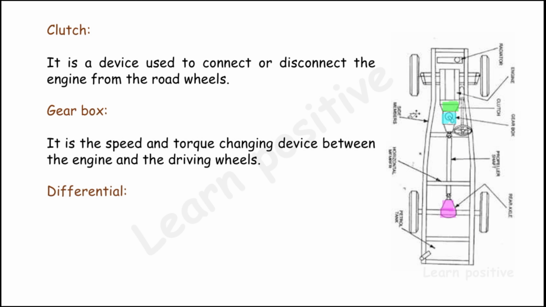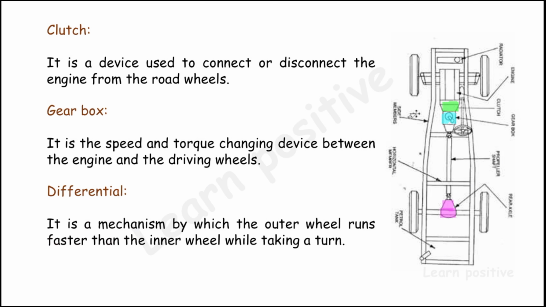So next one is the differential. The differential is the main thing we have to look at. It is the mechanism by which the outer wheel runs faster than the inner wheel while taking a turn. The differential has two purposes. The first one is to distribute the power equally to the wheels. It gets the power from the gearbox and transmits it equally to both the left and right wheels.